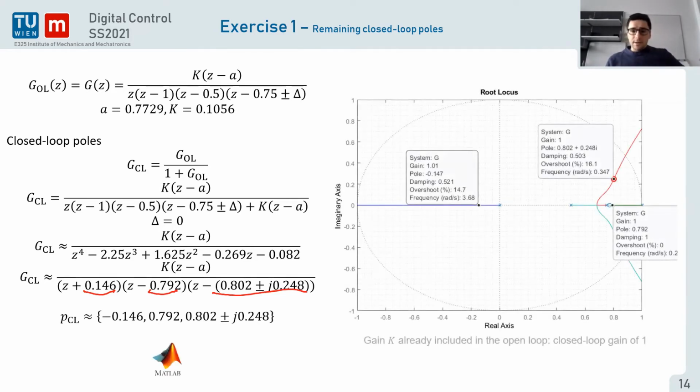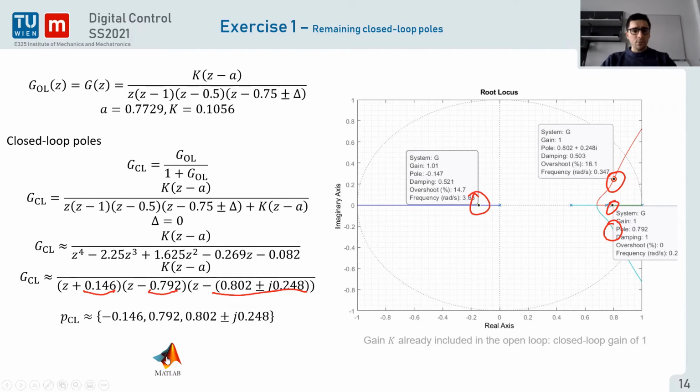And here is the root locus in Matlab. We can find that our complex poles are located here and there, okay? It's hidden by the box, whatever. And we have two additional poles, one located here and another one located at 0.792 here. Okay.